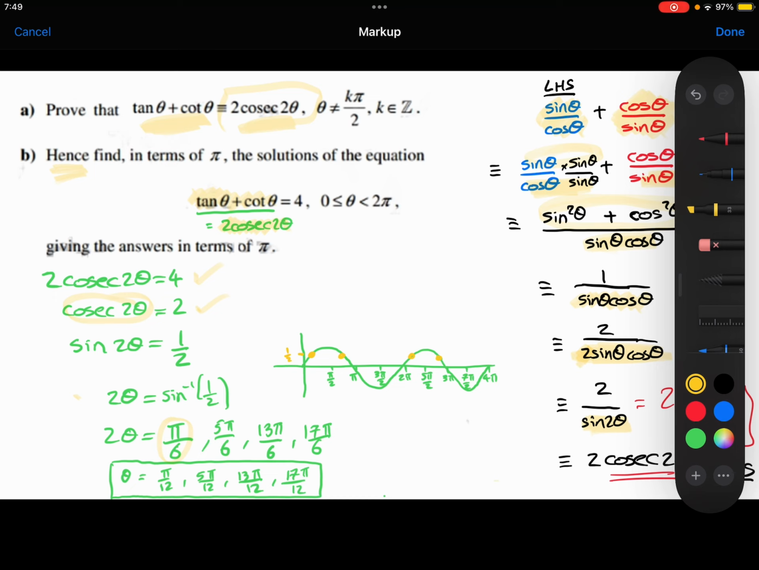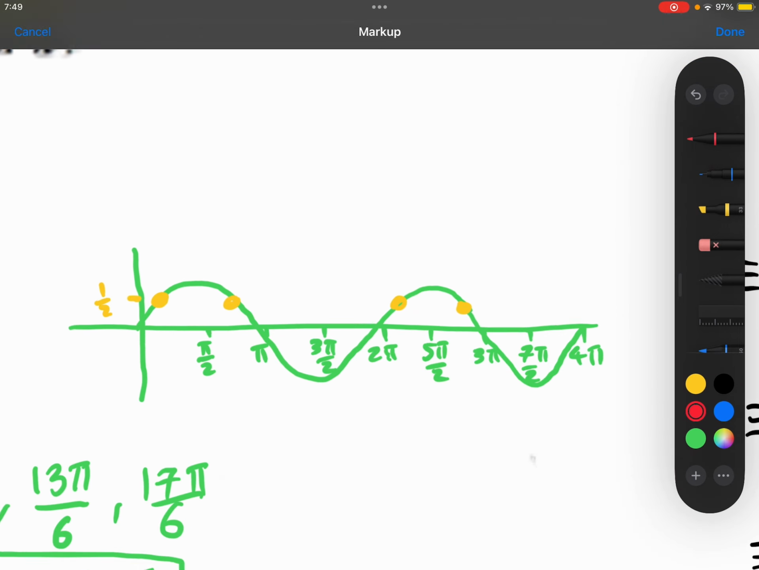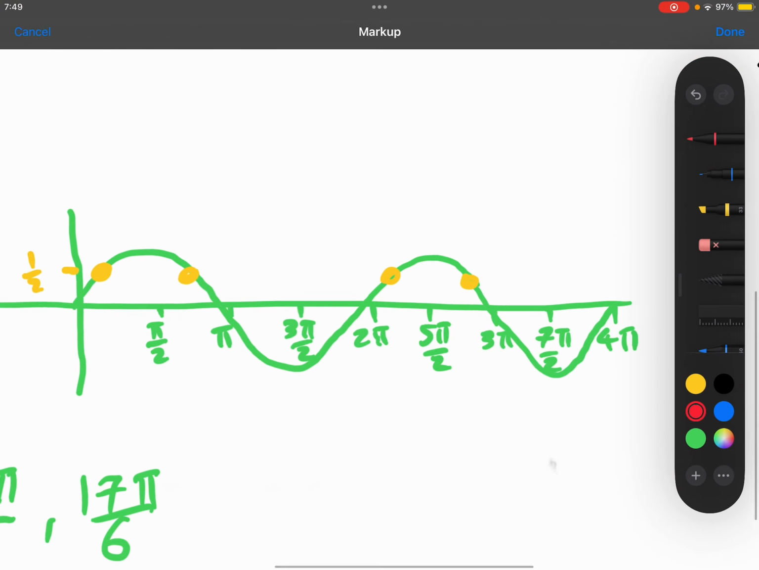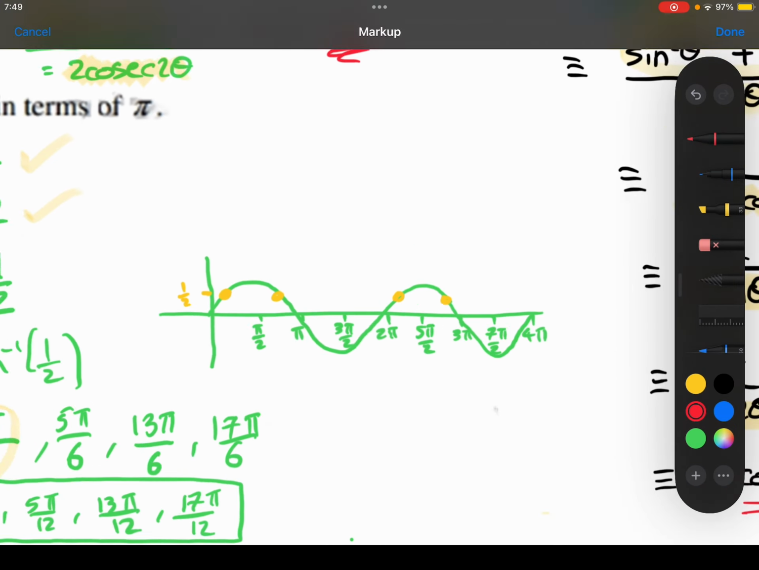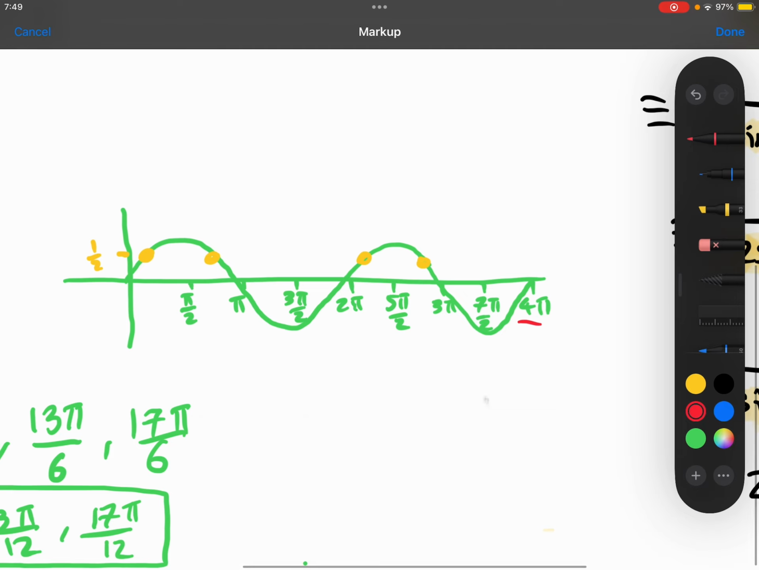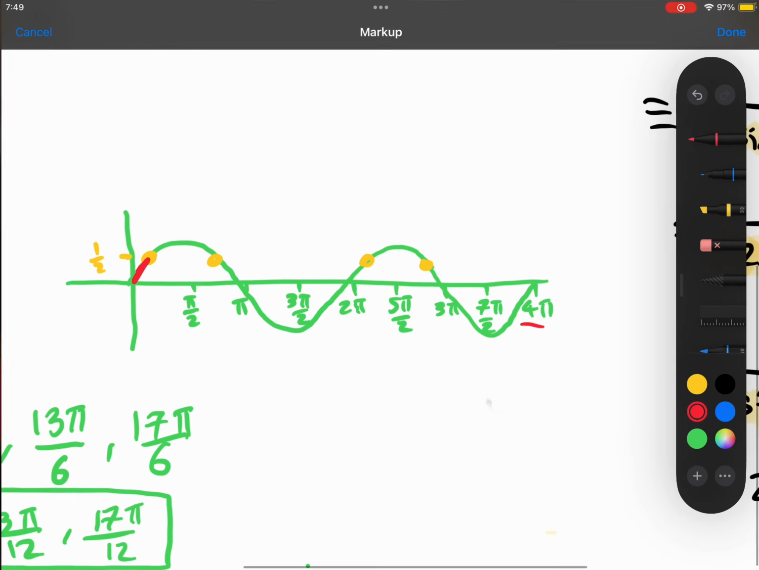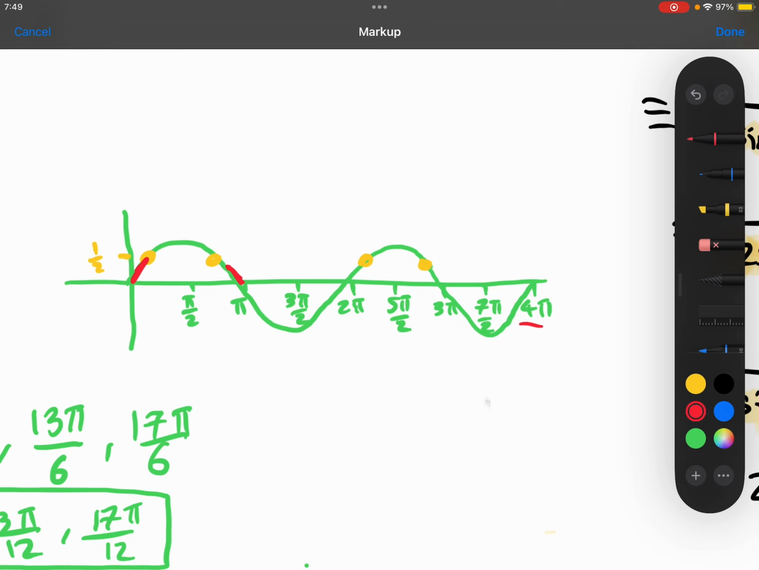And then I'm going to use the graph and find lots of solutions. I know I need to find twice as many solutions as I normally would, because in a minute I'm going to divide everything by 2. So that's why I've drawn my graph twice as big as you might expect. You might expect me to only draw the graph up to 2 pi, but I've drawn it all the way up to 4 pi.